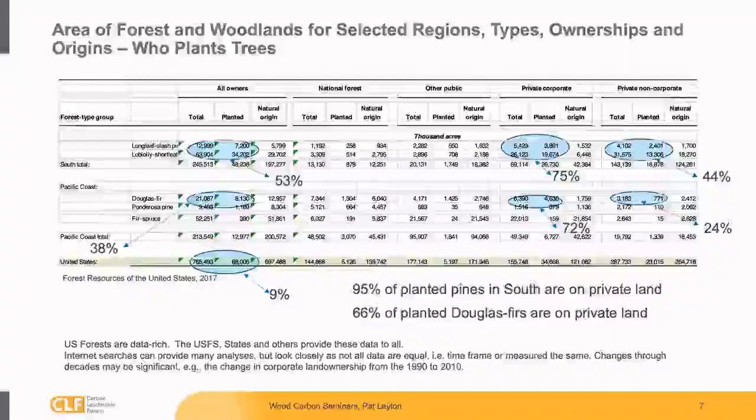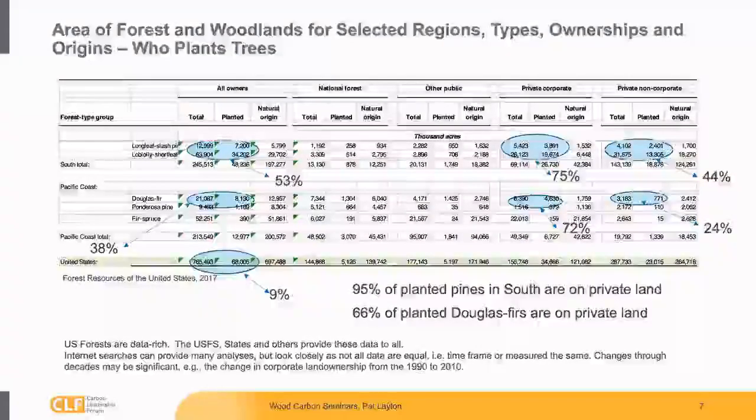And if we explore a little bit in the private, corporate, and non-corporate, you can see that in the corporate, 75% of the southern yellow pines are planted, 72% of the Douglas fir is planted, and on the private side, it's 44% of the southern yellow pines and 24% of the Douglas fir.